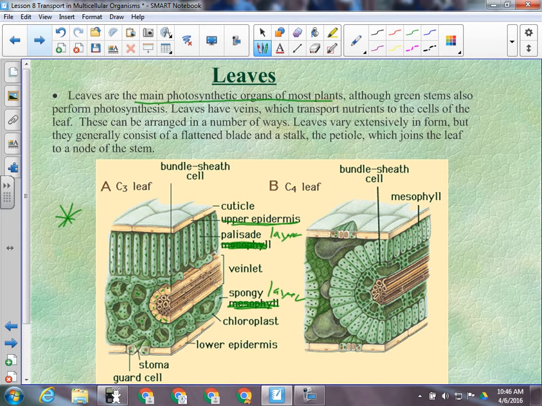All right, general kind of leaf shape. You generally have a shape kind of like a spade. You've got the blade. That's where most of the photosynthesis is going to go. You're going to have the stalk. And then where the leaf joins the rest of the plant right here is called the petiole. P-E-T-I-O-L-E. Okay, blade, stalk, and petiole.